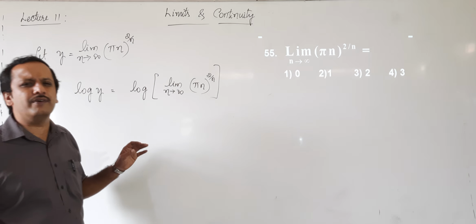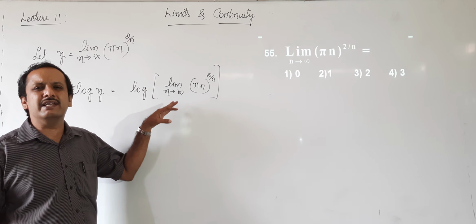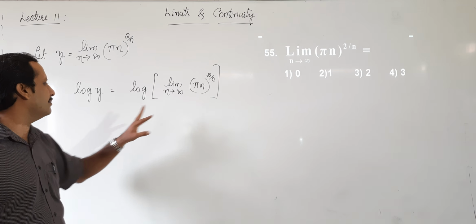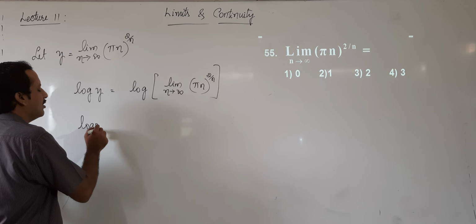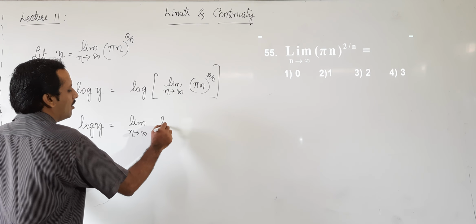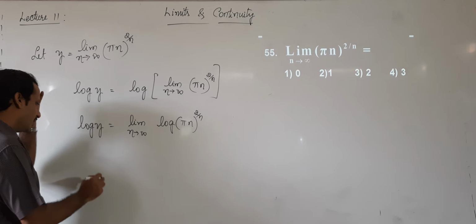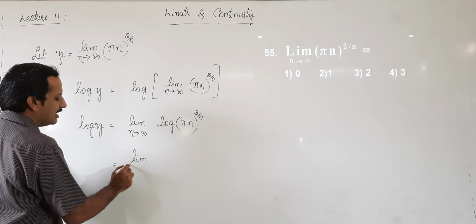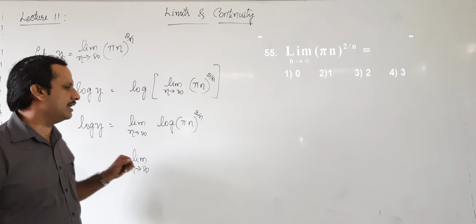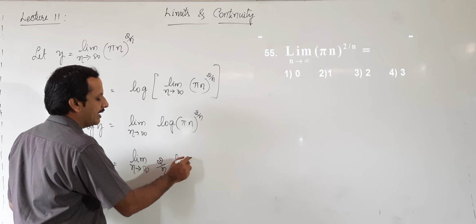There is a property of limits as well as logarithms that the limit and log can be interchanged. That is, log of limit x tends to a of f of x can be written as limit x tends to a of log f of x. These two can be interchanged. So I can write it as log y is equal to limit n tends to infinity, log of pi n to the power 2 by n. This is of the form log m power n, and log m power n is equal to n log m. So I'll write that as 2 by n log pi n.